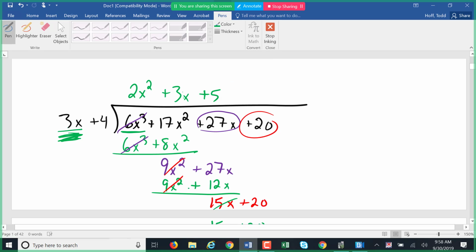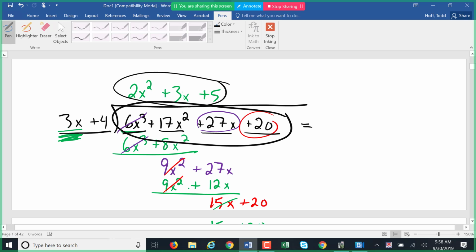So 6x to the third plus 17x squared plus 27x plus 20 divided by 3x plus 4 is 2x squared plus 3x plus 5. Why does that help us? Because actually that's the factorization of that. The 6x to the third plus 17x squared plus 27x plus 20 can be written as 3x plus 4 times 2x squared plus 3x plus 5. This, by the way, can't be factored.